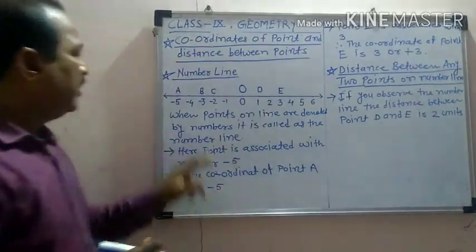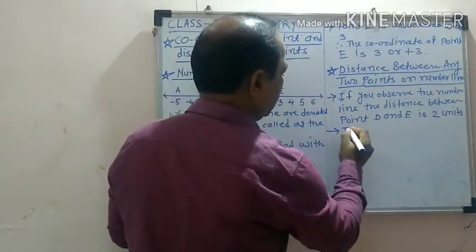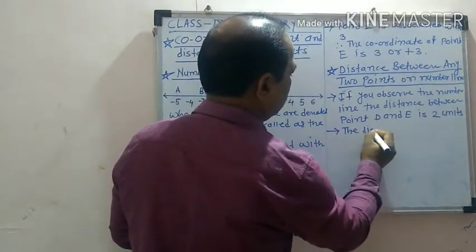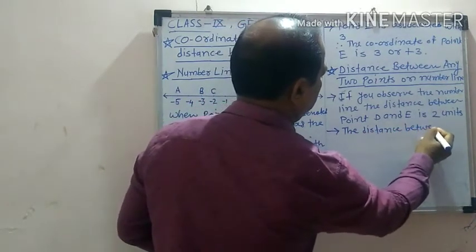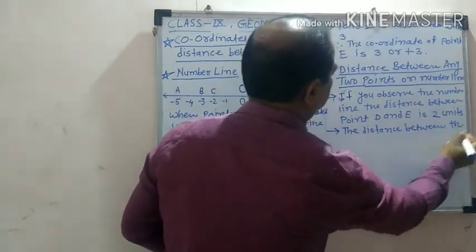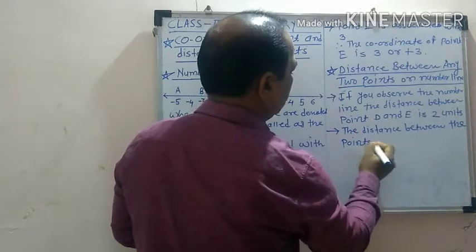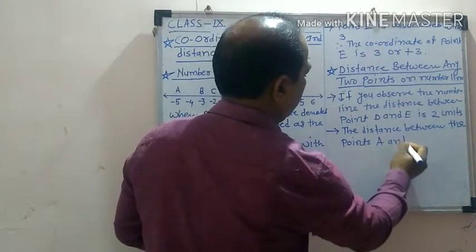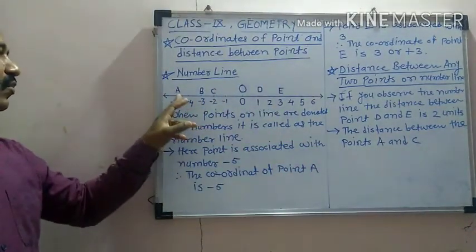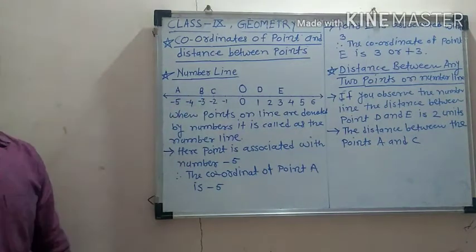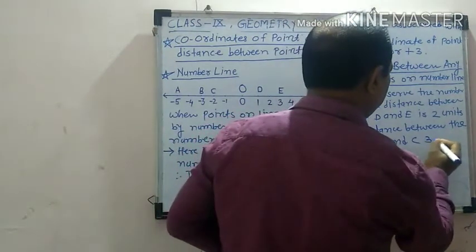The distance between point A and C. What will be the distance between point A and C? 1, 2 and 3. 3 units.